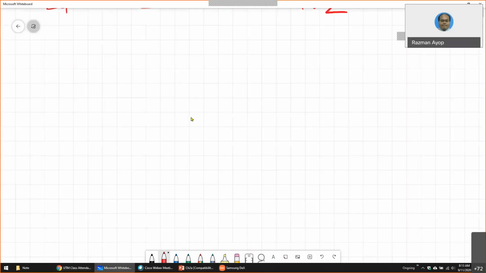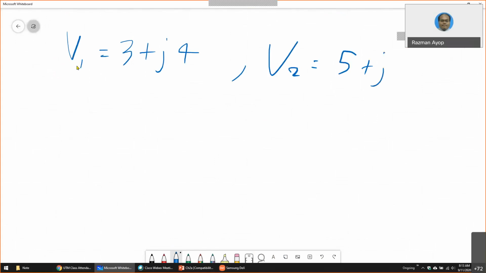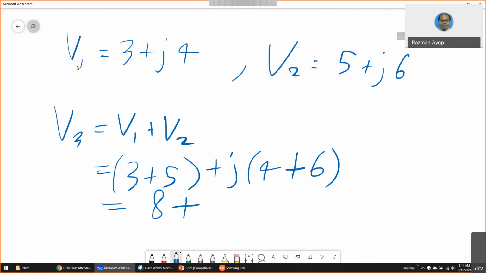I give you an example here. You have V1 equals 3 plus j4, and V2 is 5 plus j6. If V3 is V1 plus V2, you group the real and imaginary parts together. So 3 plus 5, then plus j, 4 plus 6. So you will get 8 plus 10j.